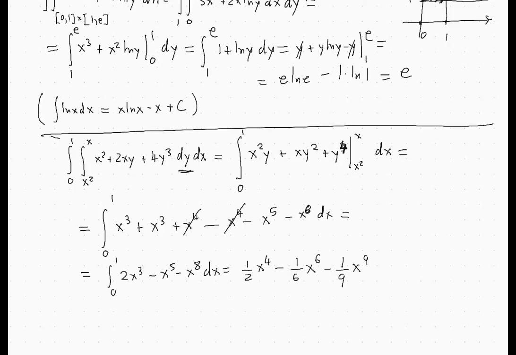And we want to go from 0 to 1. And this will give us 1/2 minus 1/6 minus 1/9. If we clear denominators here, we will have 9 over 18 minus 3 over 18 minus 2 over 18. So this will be 4 over 18, also known as 2 over 9. And that's our problem.